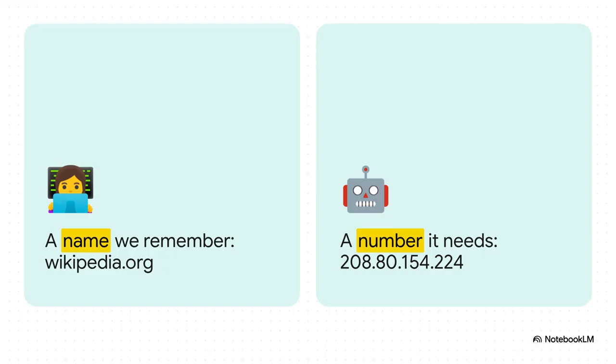So, here's the core of the problem. We humans, we're great with names. Wikipedia.org, easy to remember. But computers? Oh, they don't care about names. They speak a totally different language, the language of numbers. Specifically, IP addresses, like this long string of digits you see here. There's a major translation gap.